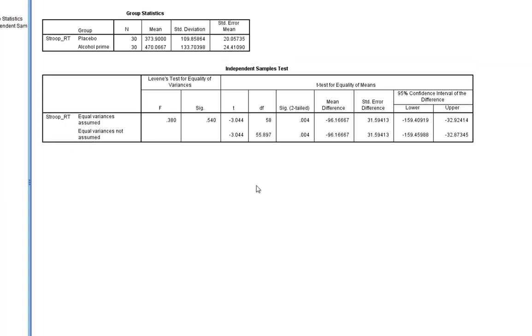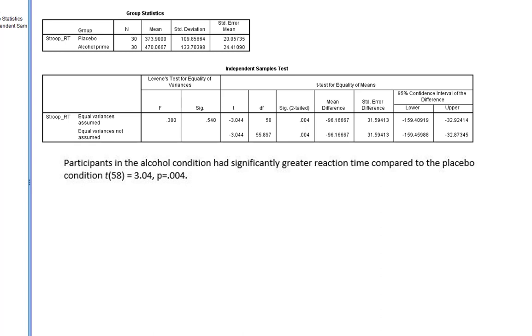So we can look at our output here, and what we can see is we've got our t-statistic, which is -3.044, our degrees of freedom, which is simply the total number of participants minus 2, so 58, and our p-value here of 0.004. And then we've got a mean difference, standard error of the mean difference, and confidence intervals of the mean difference. When we report it, we report the t-statistic, the degrees of freedom, and the p-value that is produced here. So to write this up, we'd write something like, participants in the alcohol condition had significantly greater reaction time compared to the placebo condition.